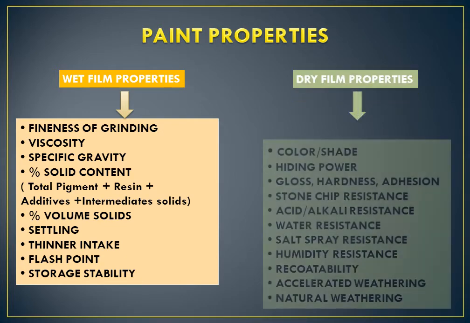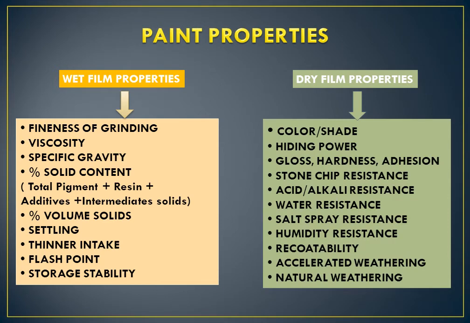In dry film properties, we check color, which means whether we are getting the same color as earlier, whether the shade is matching the previous paint or not. Then hiding power, which means how much the paint is going to cover the substrate. Then gloss, whether it looks glossy, and hardness and adhesion, which means whether it adheres to the substrate properly or not. Then stone or chip resistance, and acid and alkali resistance, which means how it is going to resist acid or any kind of alkali.